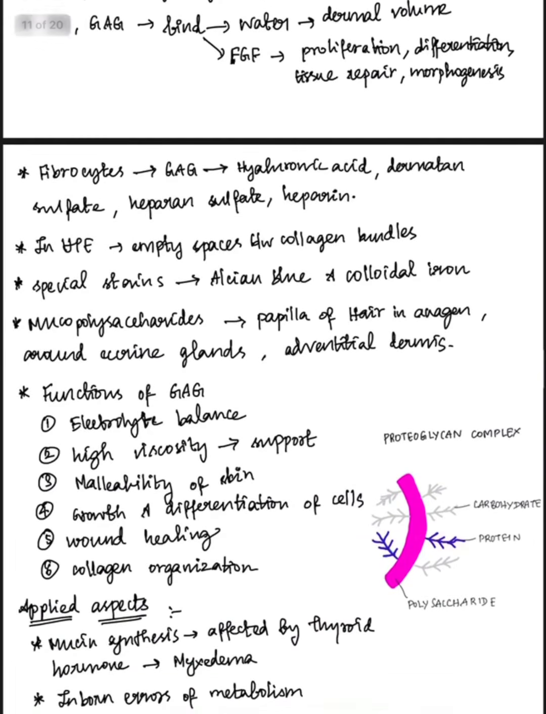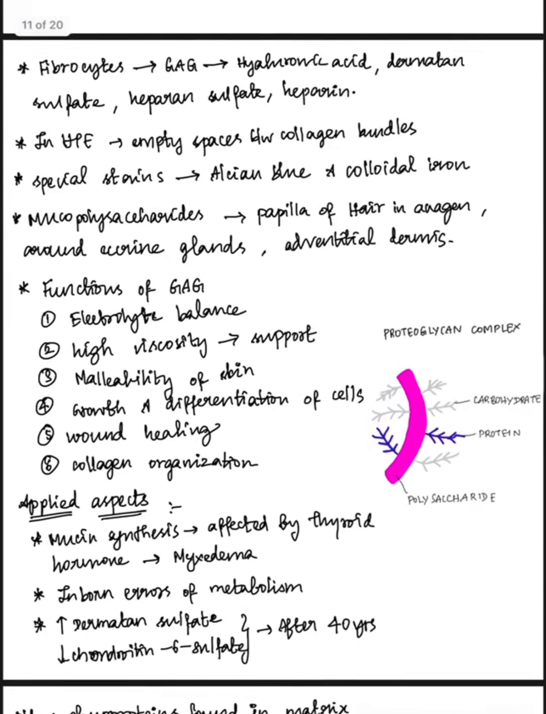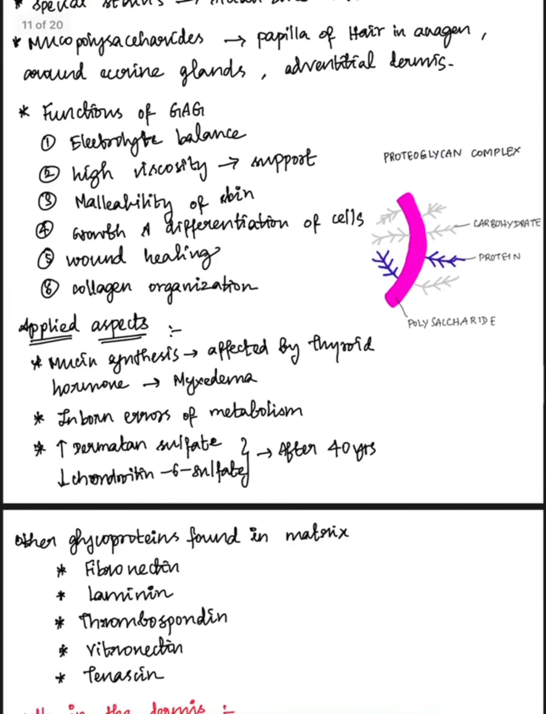Next are the fibrocytes. These fibrocytes produce the glycosaminoglycans, of which hyaluronic acid and dermatan sulfate are the major parts, and others include heparan sulfate and heparin. In histopathology, the ground substance appears as empty spaces between the collagen bundles, so you need special stains like Alcian blue and colloidal iron. These mucopolysaccharides are found in the papilla of hair, eccrine glands and adventitial dermis. The functions include electrolyte balance, and due to their high viscosity, they act as a support for the matrix, wound healing, collagen organization, etc.